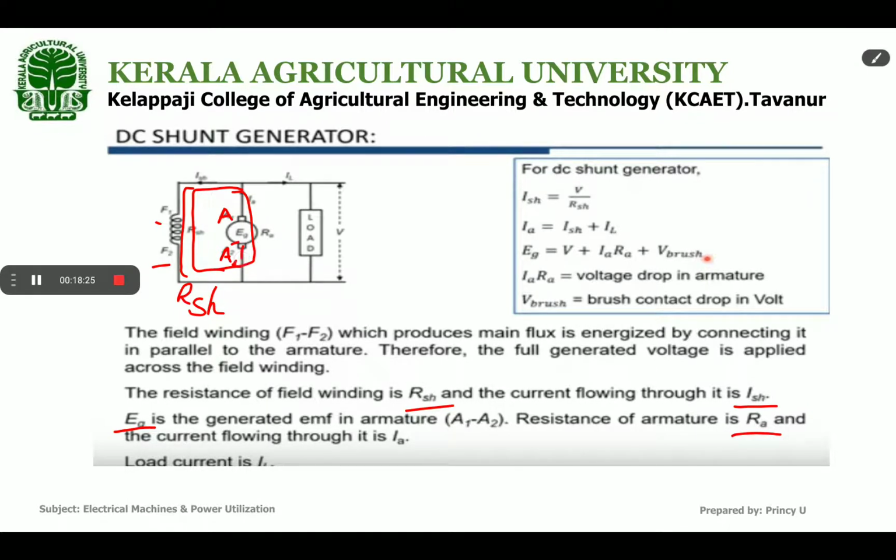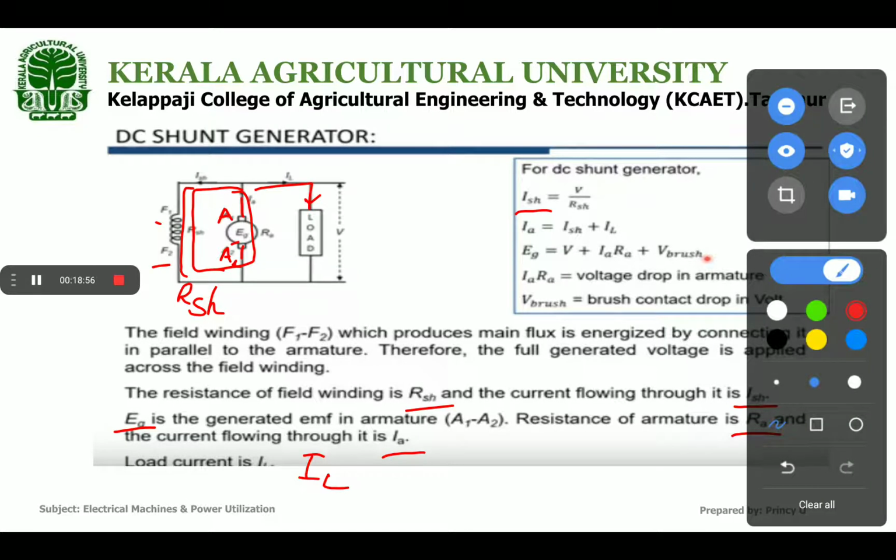Output of the armature is collected through the brushes, and the resistance of the armature winding is denoted as RA, and the current flowing through it is IA. The load current is IL, the current flowing to this load. Now, what are the equations in this DC shunt generator? What is the shunt field current? Just look, what is shunt field current?